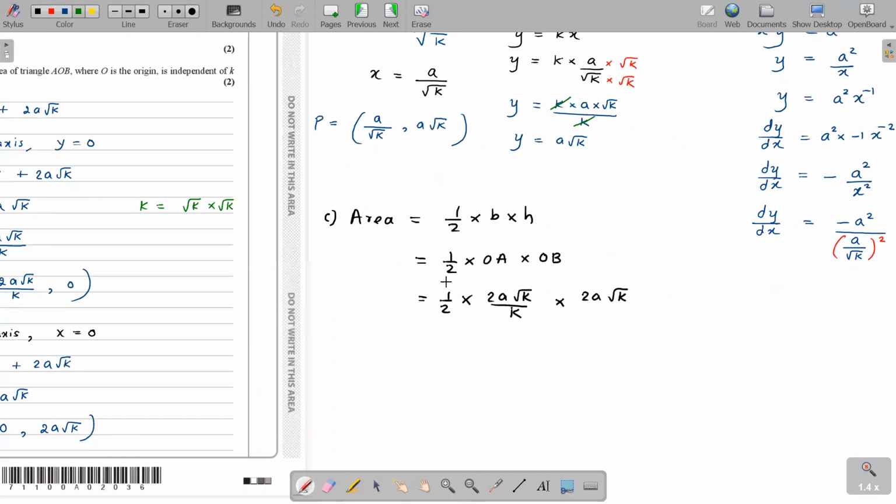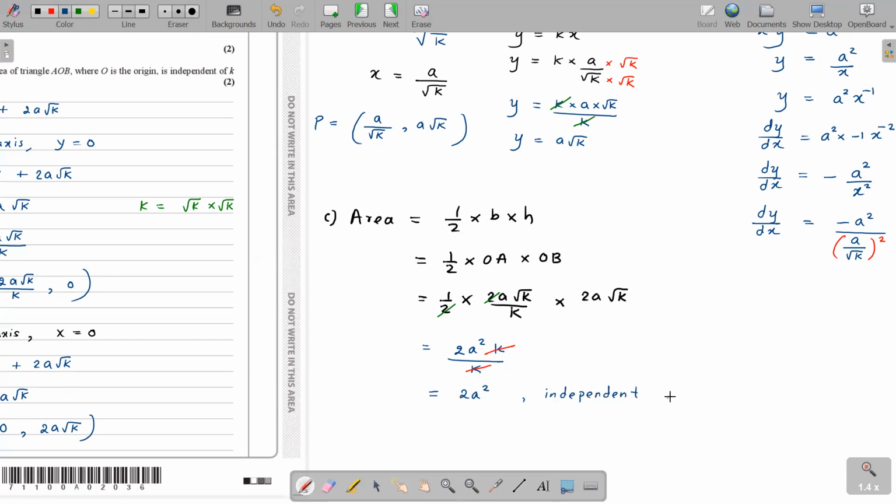So here I can cancel off a half and a 2, and I end up getting a into a is a square, and there's a 2 there. Root k into root k gives you k, over k. Do you see? Root k into root k is k. A into a is a squared, 2 is there, and in the denominator you have k. What happens? The k and k cancel, and your area is 2a squared, which is independent of k.